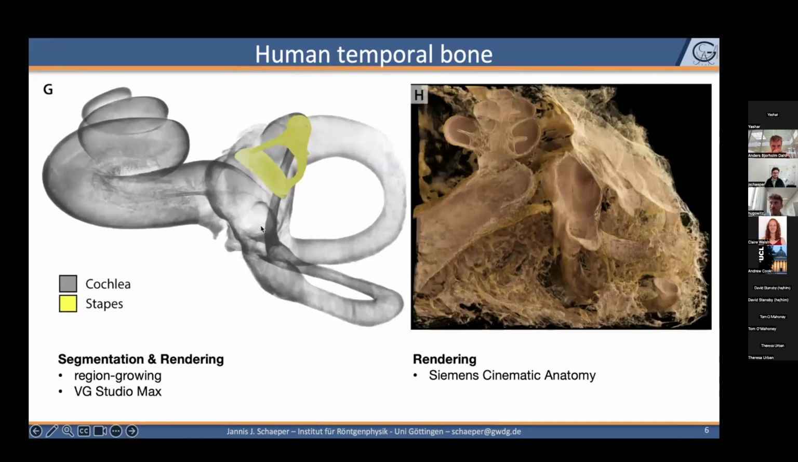semi-manually, to really see the cochlea and the 3 turns of the balance organ within the whole data set. And the stapes, of course, and we also did a very quick rendering with Siemens Cinematic Anatomy.